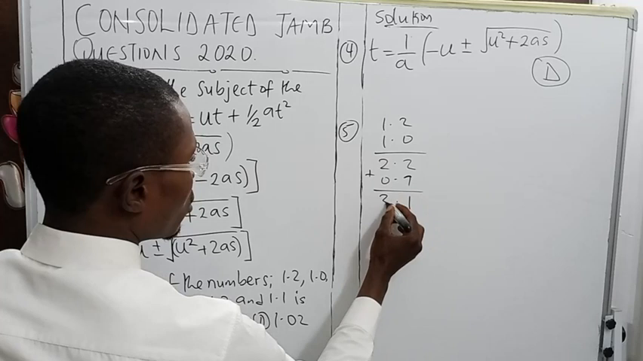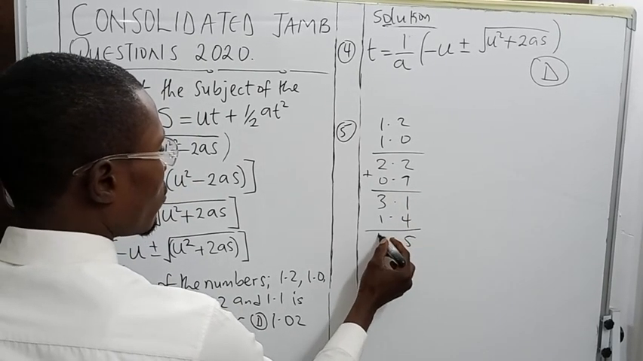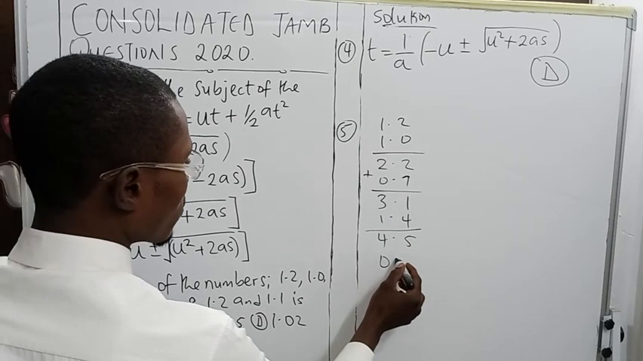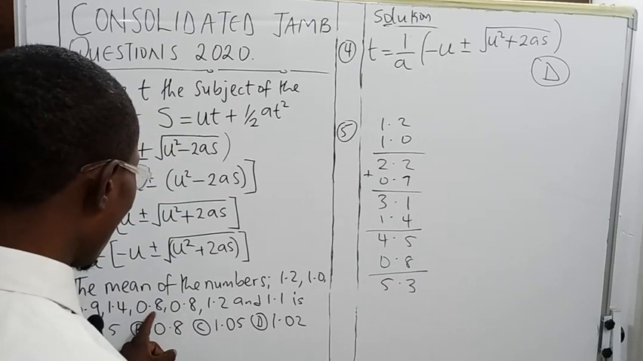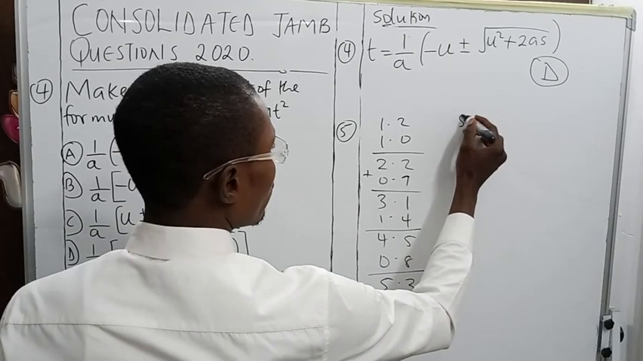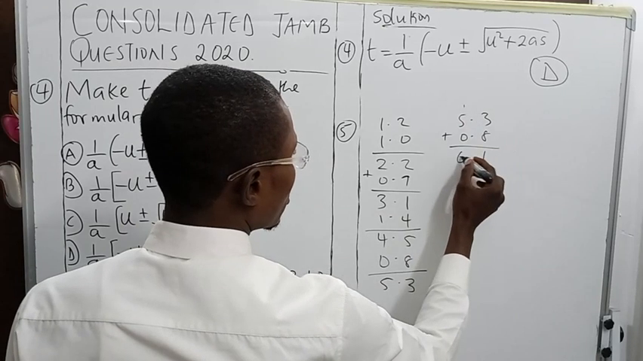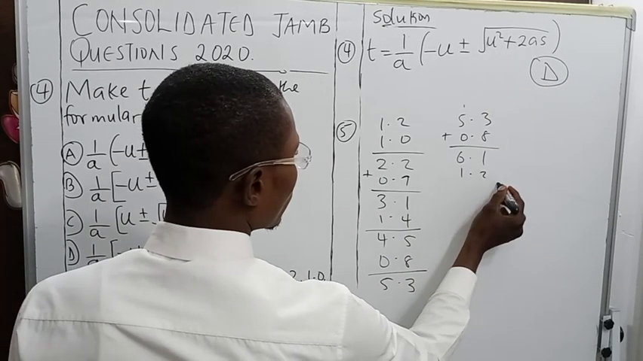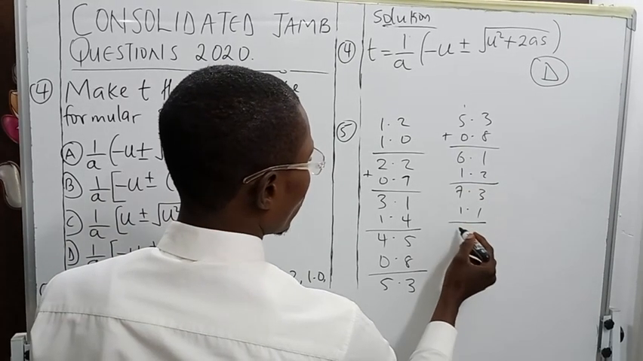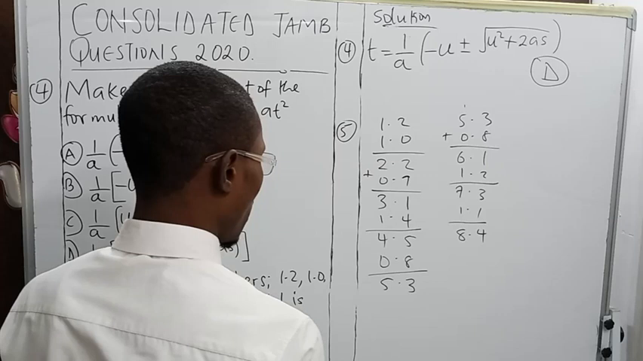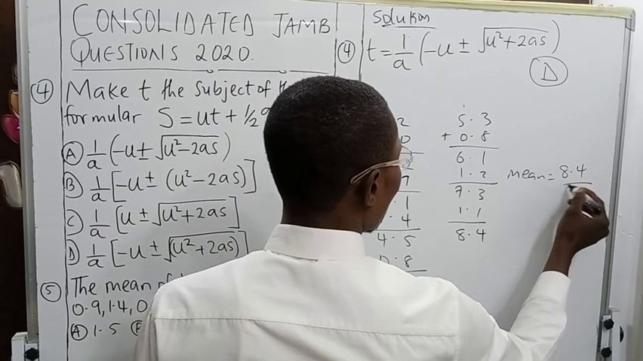This is 11, 1 carry 1, 3.1. Plus 1.4 gives us 4.5. Plus 0.8: this is 13, 3 carry 1, 5.3. 5.3 plus 0.8 again: this is 11, 1 carry 1, 6.1. Plus 1.2, 7.3. Plus 1.1, you have 8.4. So I'm going to have the mean equals 8.4 divided by 8.